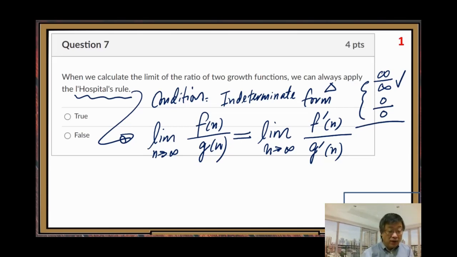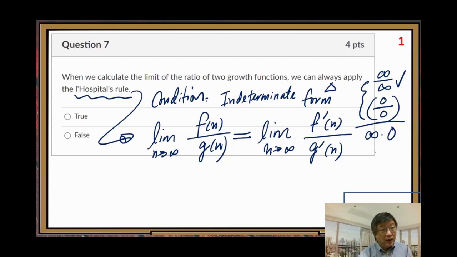Because our growth functions, think about it, we apply it on the growth functions. A growth function always goes to infinity, right? Although in calculus, there are more indeterminate forms you can consider. For example, infinity times 0, indeterminate. Infinity times 0, how large is it? You don't know, indeterminate.